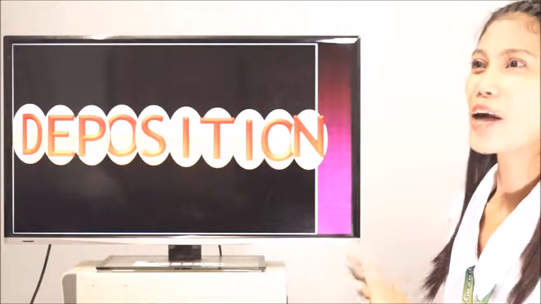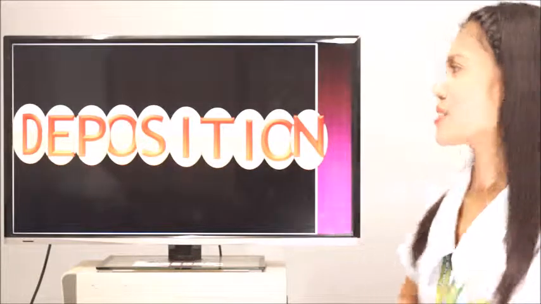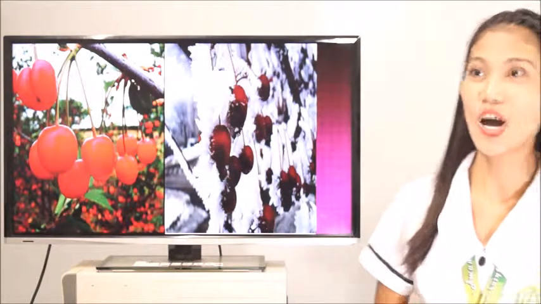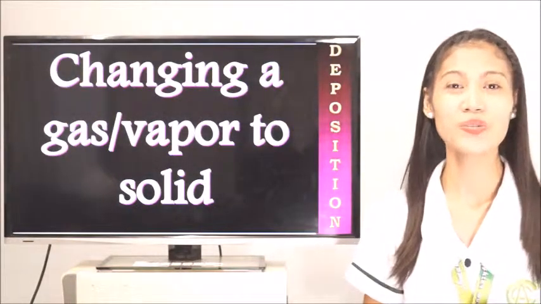The last process is deposition. Normally, it happens in other countries or in a whole area or place, just like this cherry fruit. The gas in a form of vapor turns out into a crystalline form or ice. So deposition is just a process of changing gas into solid.